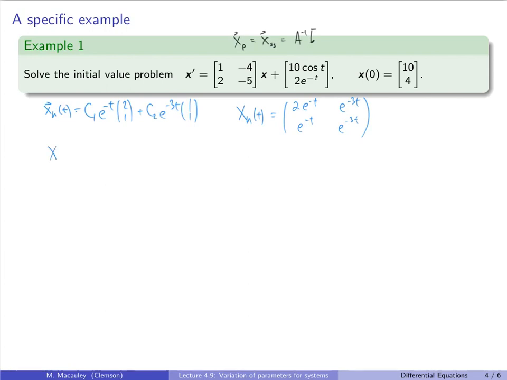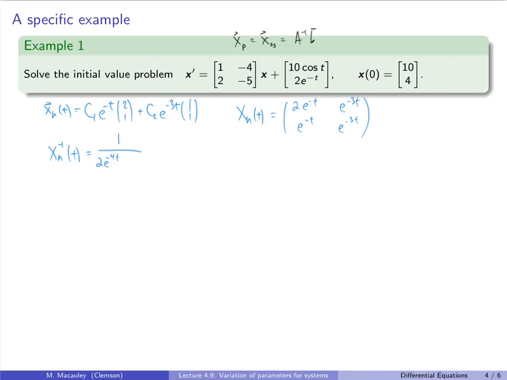Okay, so now let's find the inverse of this. The inverse of this matrix is 1 divided by the determinant, or the Wronskian. That's just this product minus that product. So that's 2 e to the negative t times e to the negative 3t. What is that? That is 2 e to the negative 4t, right?